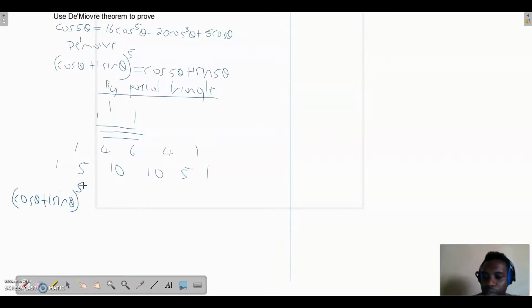Alright, and we know the pattern. First term in the bracket would be raised to the power of the bracket. So I'm going to have cos theta to the fifth power. Now, of course, i sine theta will be raised to the 0 power, but I don't need to put that in. And the first coefficient is 1. The second term, the cos theta counts down, so we have cos theta to the fourth power, and i sine theta to the first power. And once the power is 1, we don't need to put that there as well.